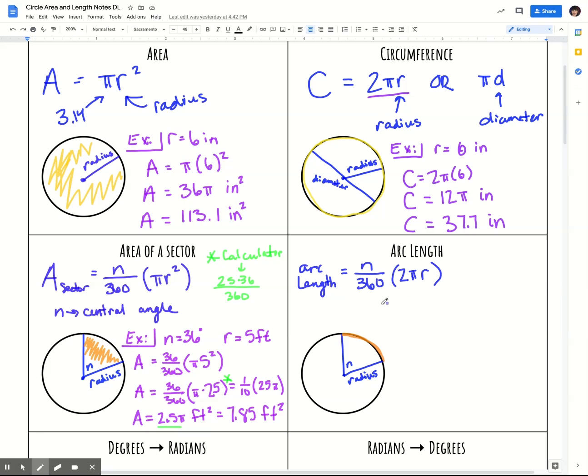So very, very similar formulas here, right? We have this fraction, n over 360, and then for arc length, you just use the formula for the entire circumference, whereas for area of a sector, you use the formula for the area of the whole circle, okay? But it's very similar ideas regardless, right? And n here is still my central angle.